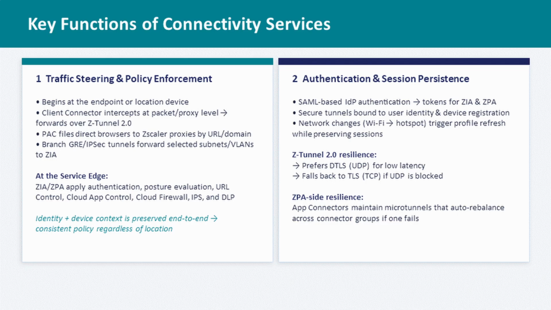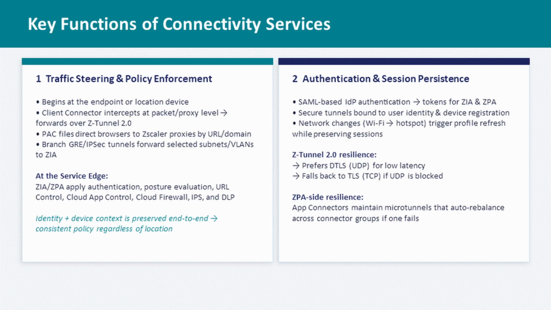At a branch office with a GRE or IPsec tunnel, the branch firewall does the steering. The firewall has policy rules that say traffic from these subnets goes through the Zscaler tunnel. Traffic for internal destinations stays local. For PAC file deployments, the browser evaluates the PAC file logic for every request and decides direct or proxy.